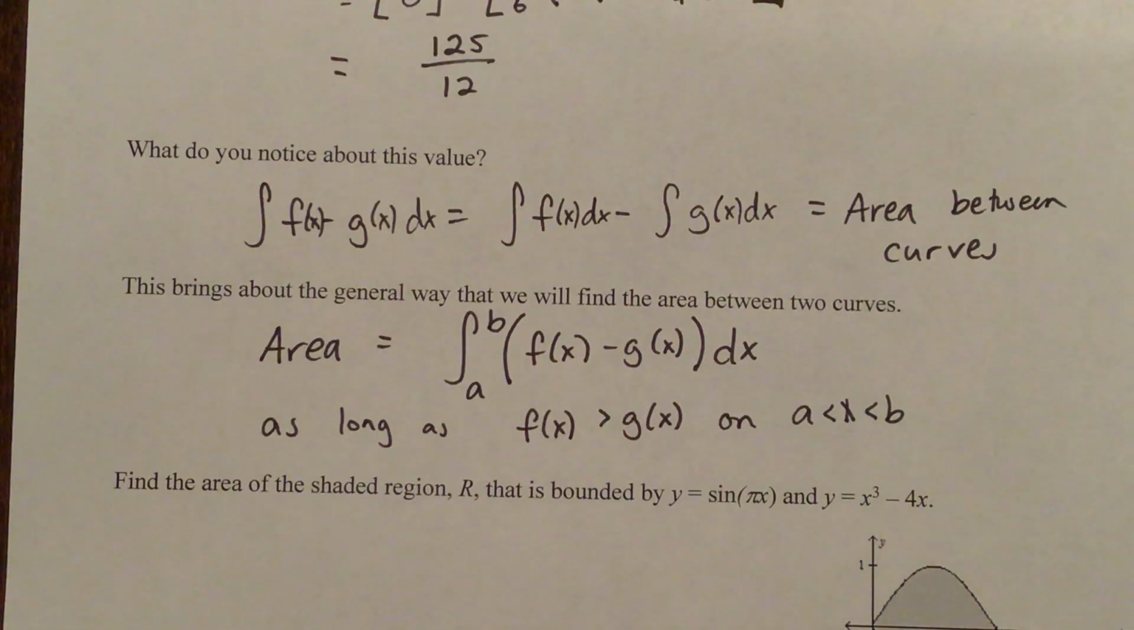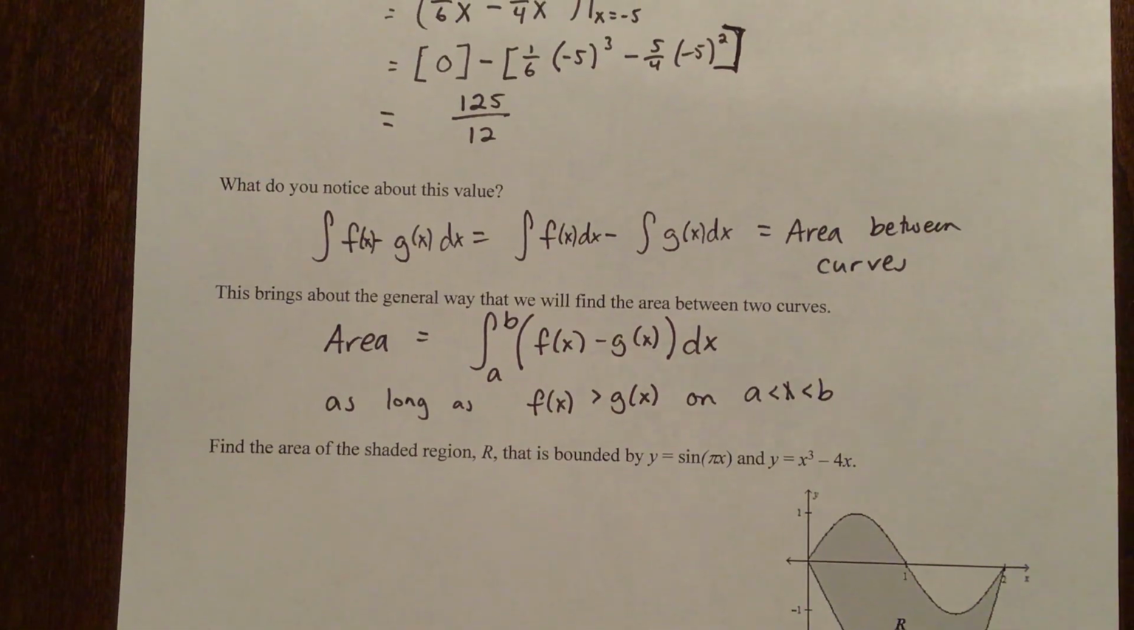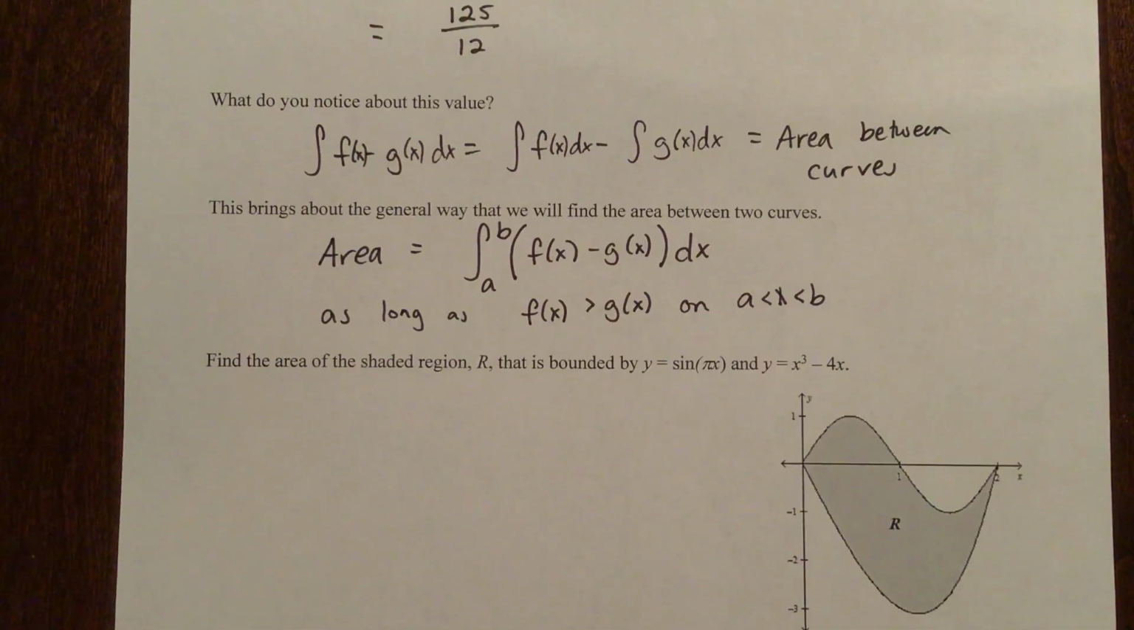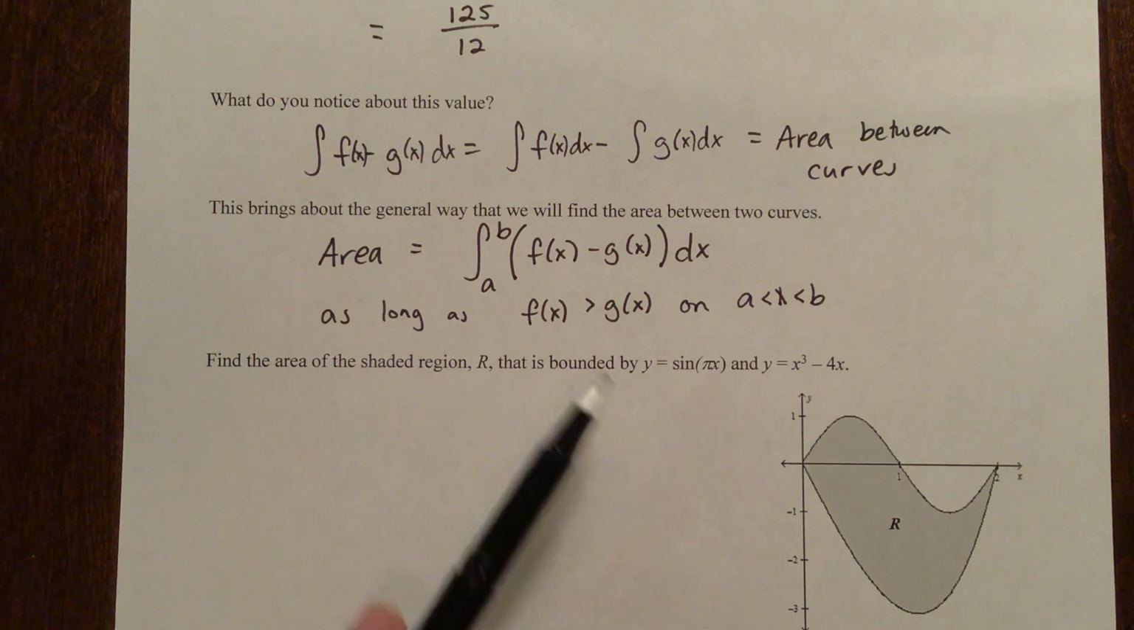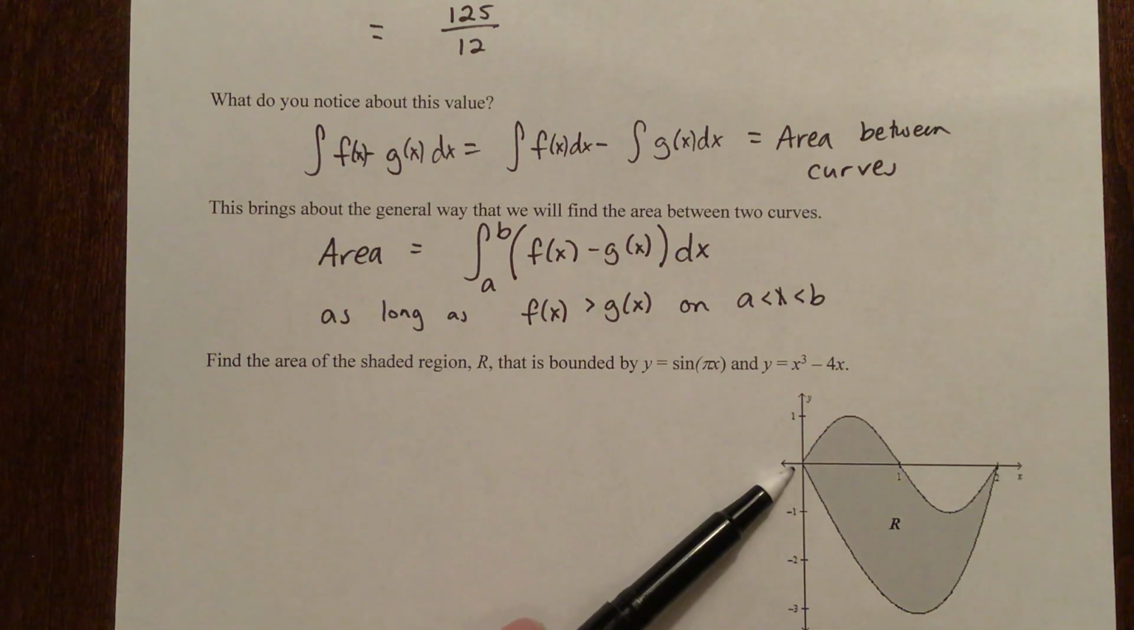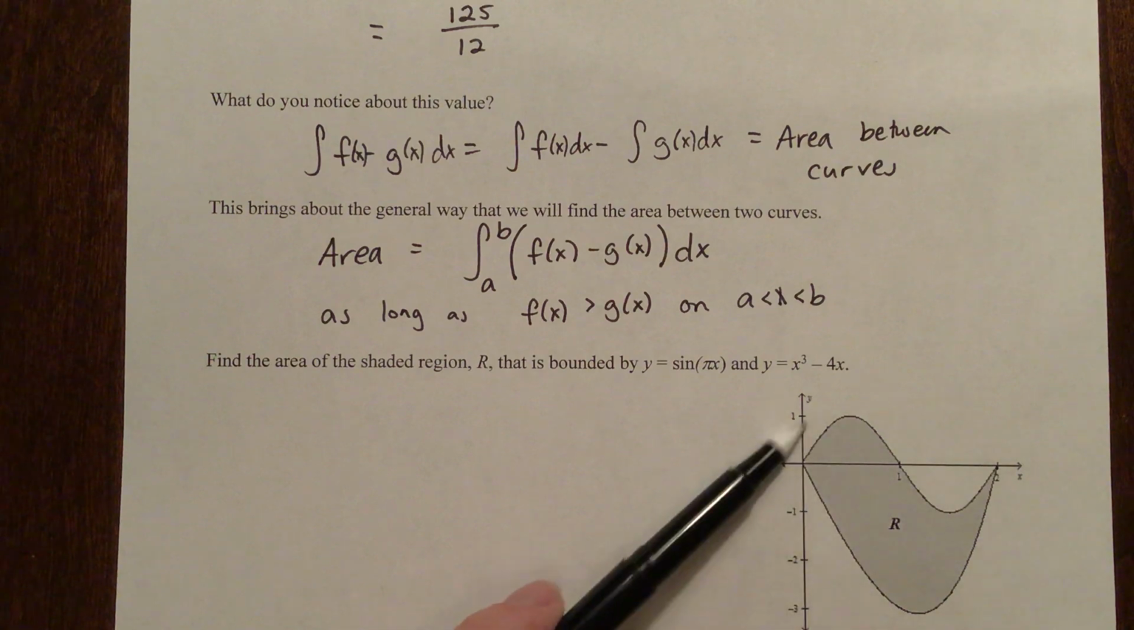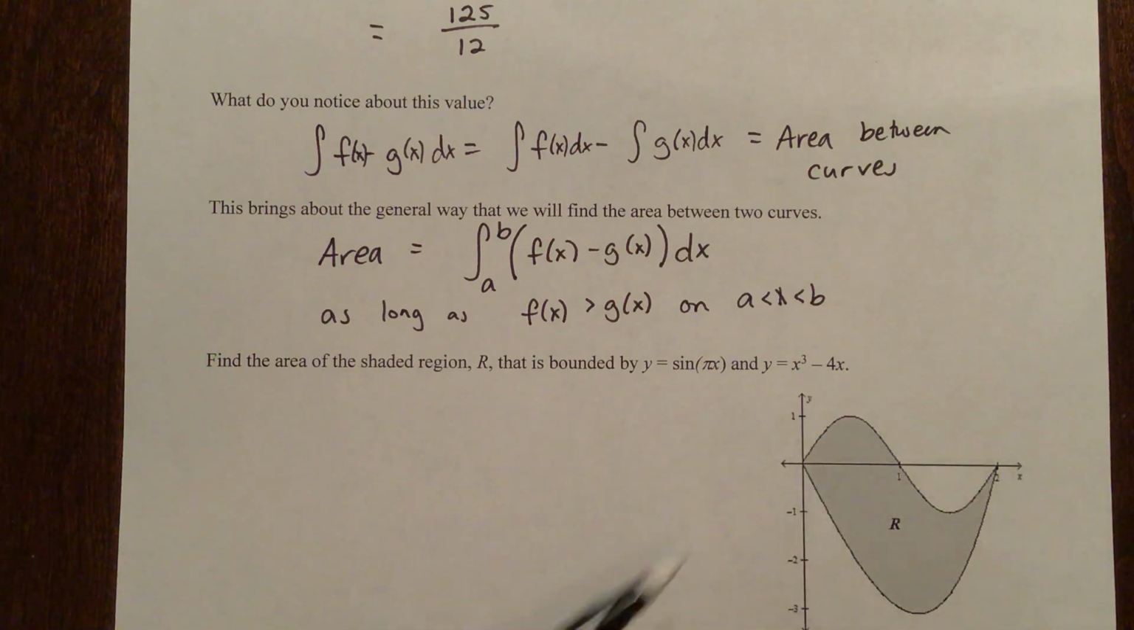Cool. So find the area of the shaded region R that is bounded by y equals the sine of pi x and y equals x cubed minus 4x. Okay, so bounded by means from intersection point to intersection point, what's the area between? If you are coloring in your coloring book, what's that area?